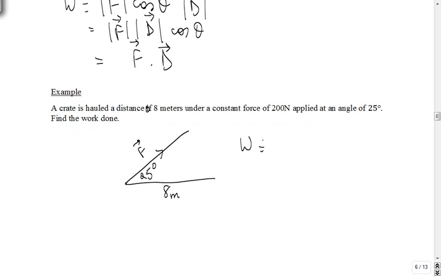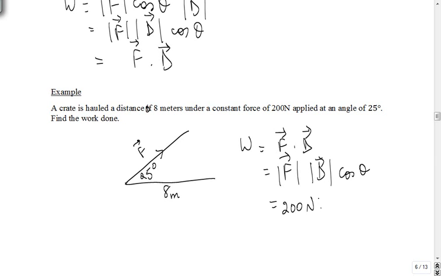So the work done, from above, is F dot D. That's what we found, which we also found to be the length of F times the length of the vector D cosine theta. So the force is 200 newtons times the distance 8, cosine of the angle 25 degrees. When you work all of that out and round to the nearest whole number, we get 1450. And what I'm always forgetting, what are the units here? Newtons, meters, we call it N·m?